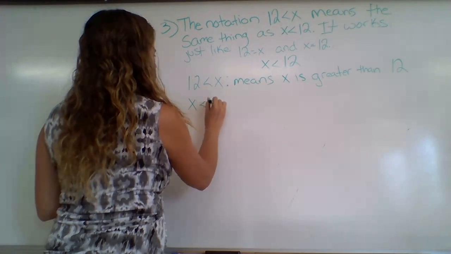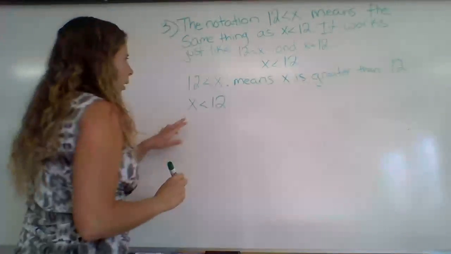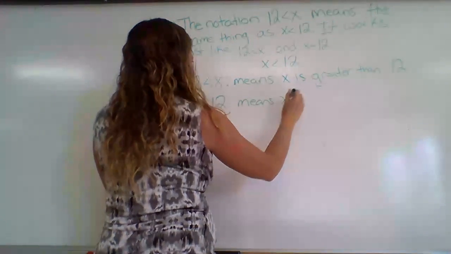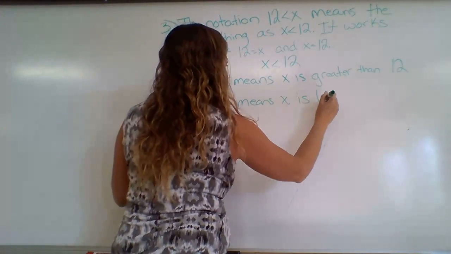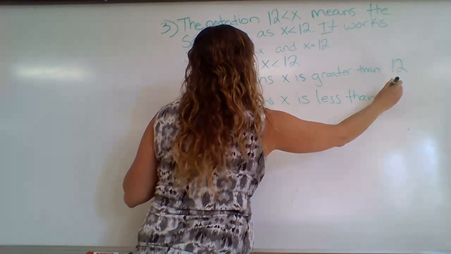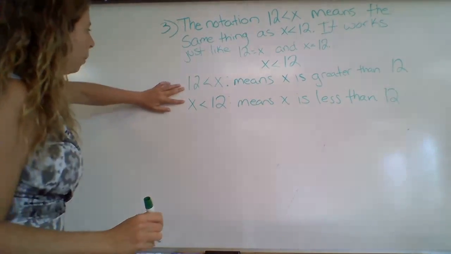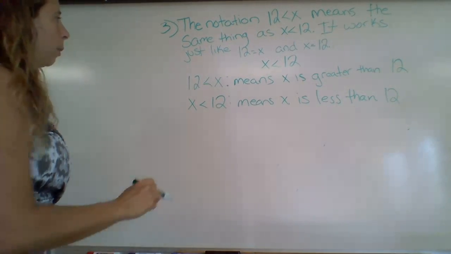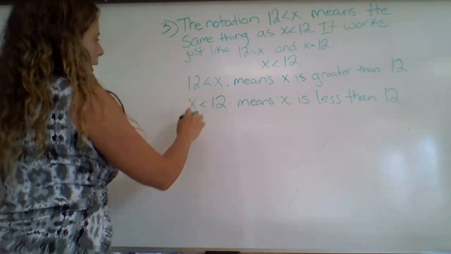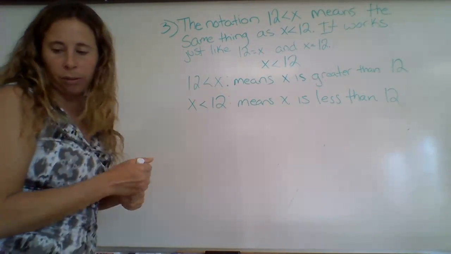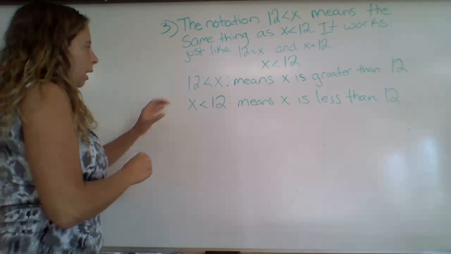Yes. This one means x is less than 12. Right, so these do not mean the same thing. They're actually opposites. This one, x is greater. This one, 12 is greater. They do not mean the same thing. So it would be false, and then explain your reasoning, so something like this.